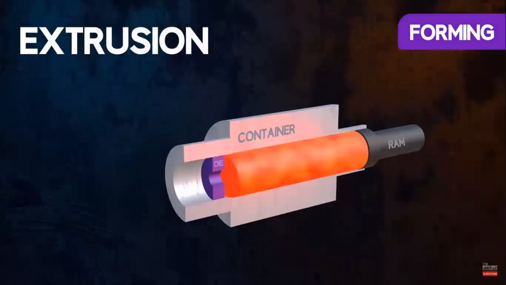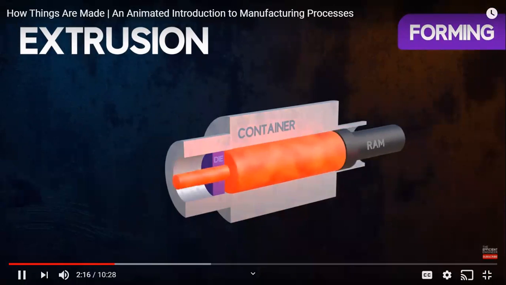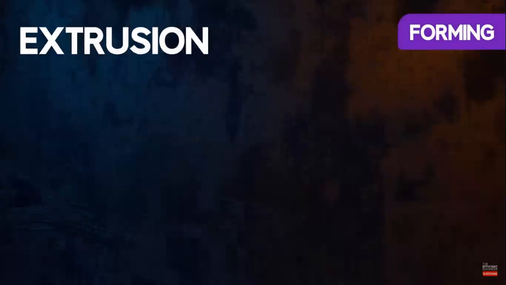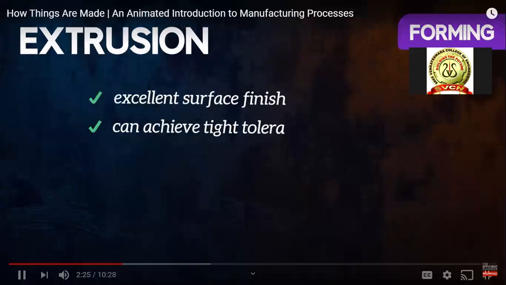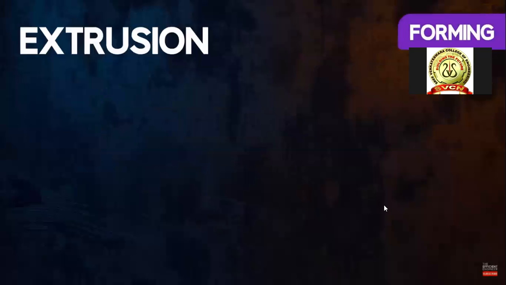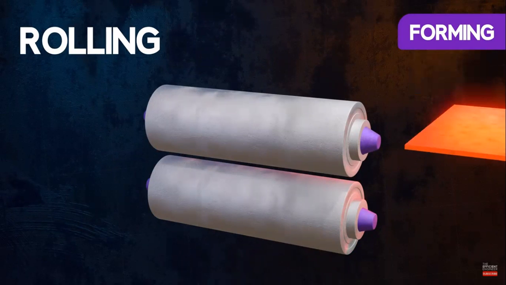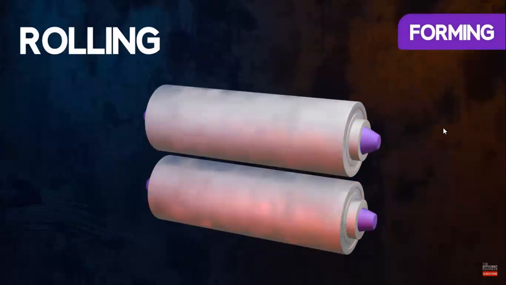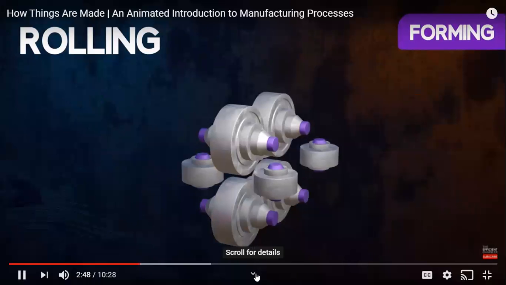Extrusion is a continuous process which involves placing hot metal in a chamber and using a ram to force it through a die, producing a long object with a constant cross-section. Extrusion provides an excellent surface finish and can achieve very tight tolerances, but it is only suitable for producing 2-dimensional shapes. Rolling is probably the most commonly used forming process. It involves passing metal between 2 or more rollers, which apply pressure and reduce thickness. More complex products like I-beams can also be manufactured by rolling.